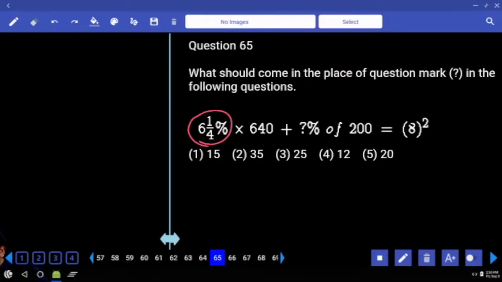6 1/4 percentage conversion fraction. 1/16. What is 8.5 percentage?